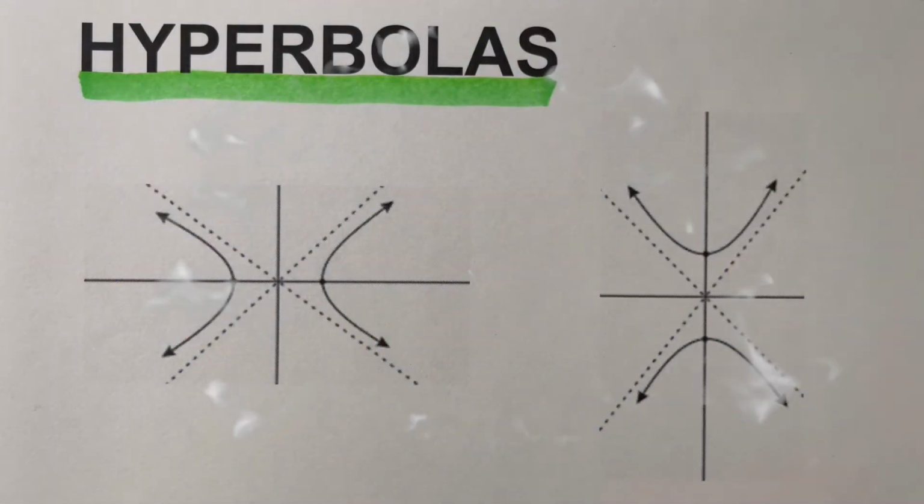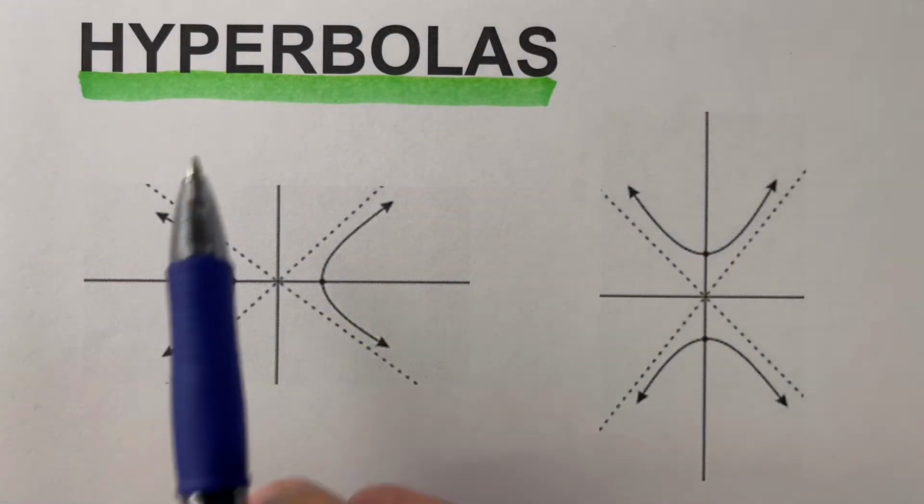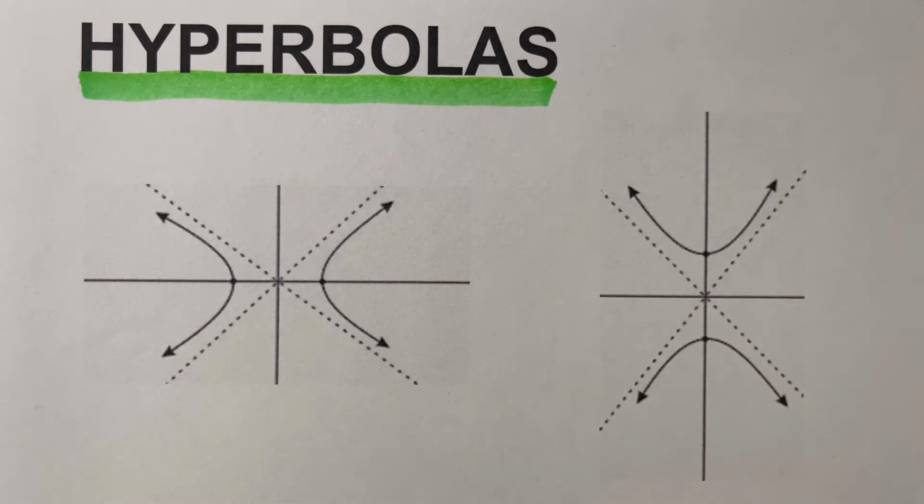Hello everyone. In this video, we're going to focus on hyperbolas. Please remember that there are two cases of hyperbola. First is the horizontal hyperbola and the vertical hyperbola. Now let's go over each of these cases.